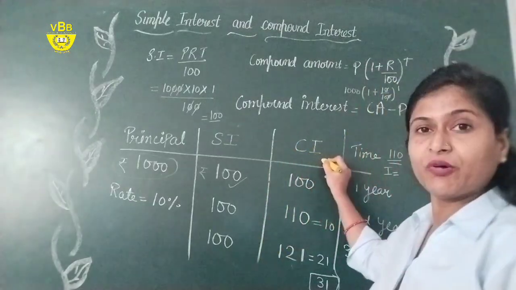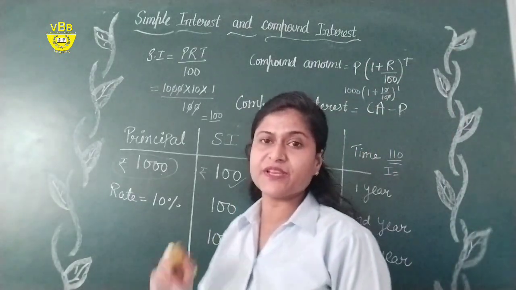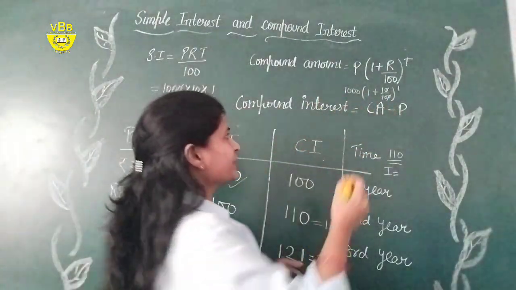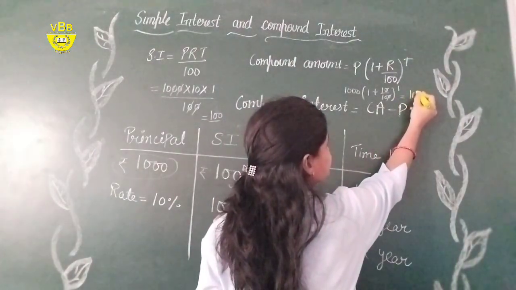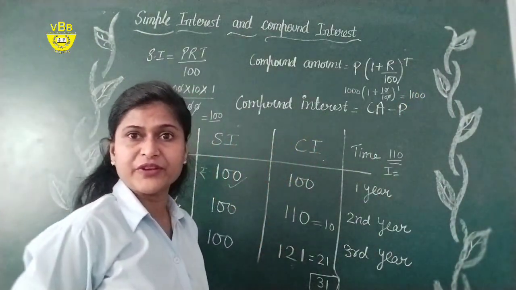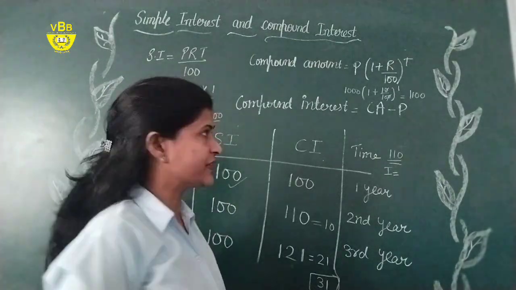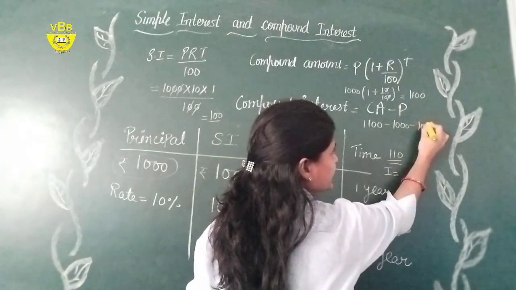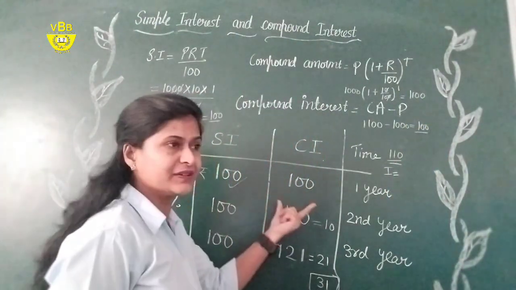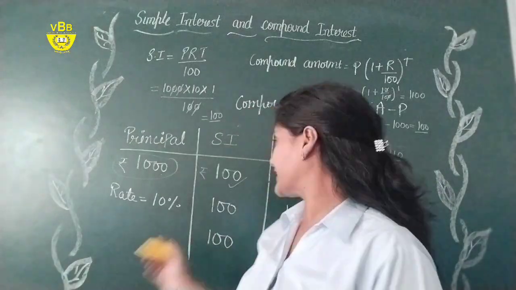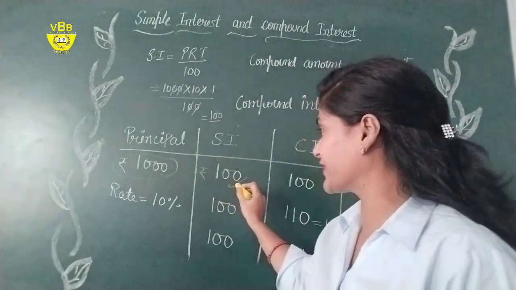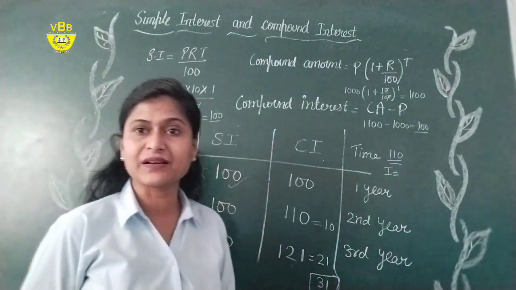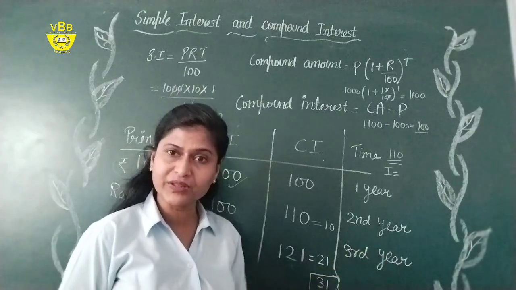If we find the compound interest, we need to find the compound amount first. Putting all the values in the formula, we get 1100. When you solve this part you get 1100, and 1100 minus 1000 becomes 100 rupees. So for 1 year the interest is the same in both cases. In simple interest you get 100 rupees, and in compound interest you also get 100 rupees. But the change occurs when you talk about the second or third year.